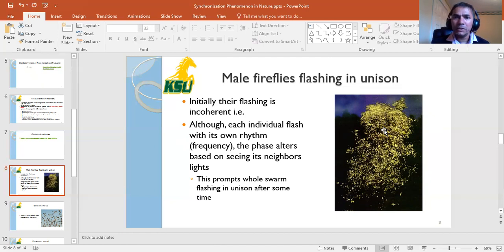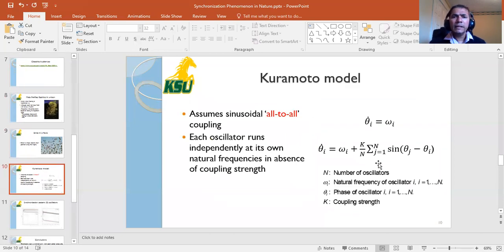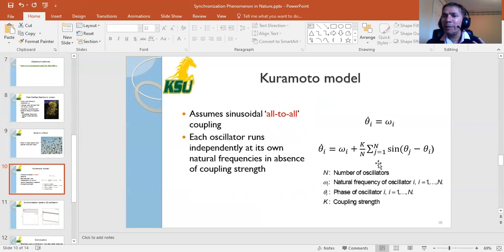Okay, we have another example: birds in a flock. Their motions are so coordinated with each other. So this can also be one example of synchronous behavior, a synchronization pattern. Let's go further. Is there any mathematical modeling, can we explain these phenomena mathematically? Of course, these phenomena occur naturally, but is there a way to explain them mathematically?